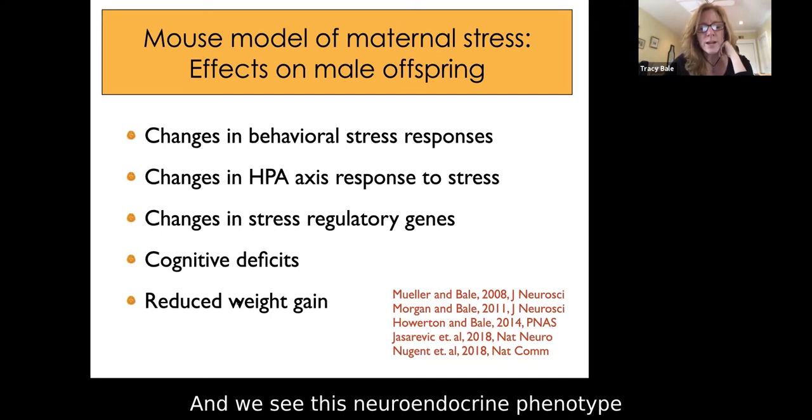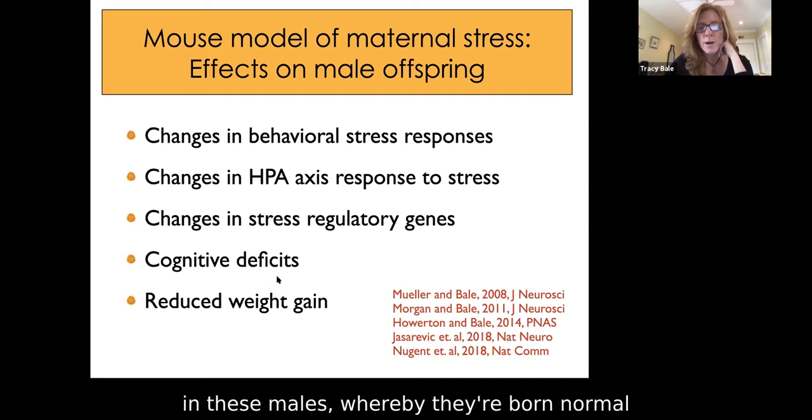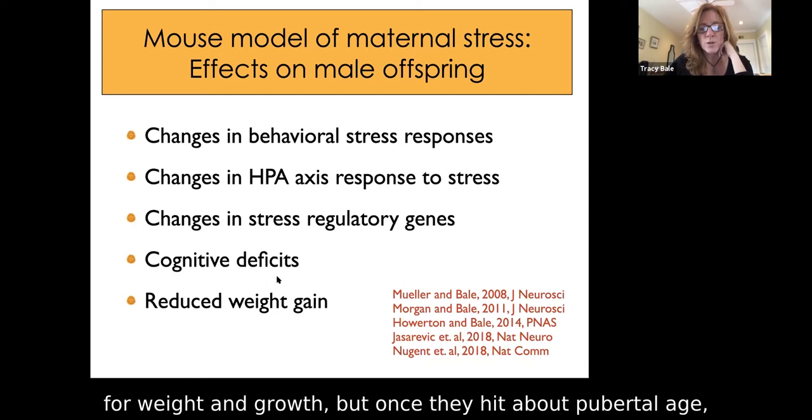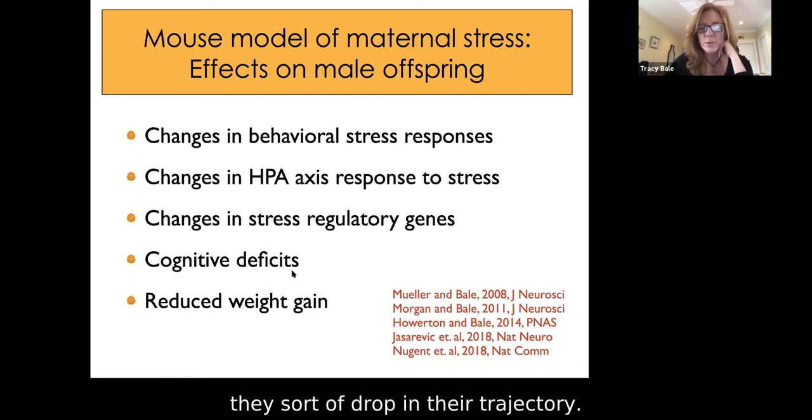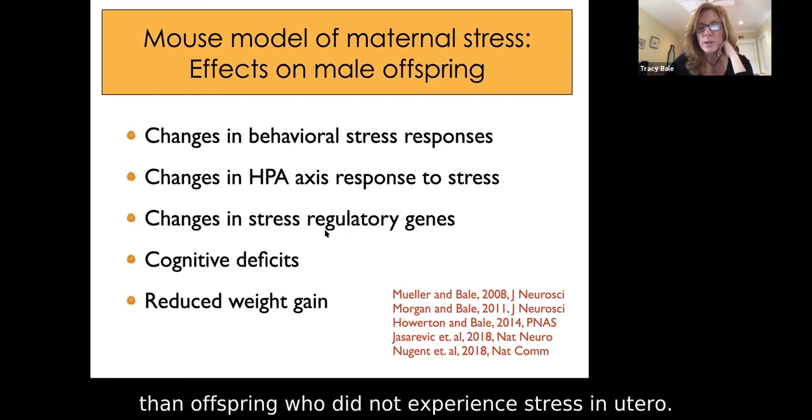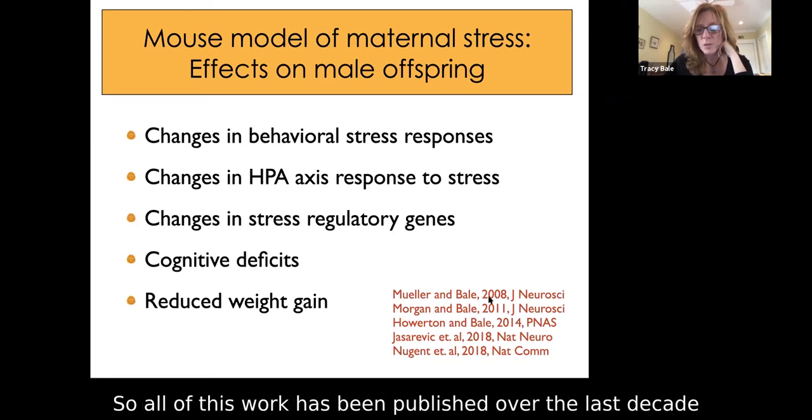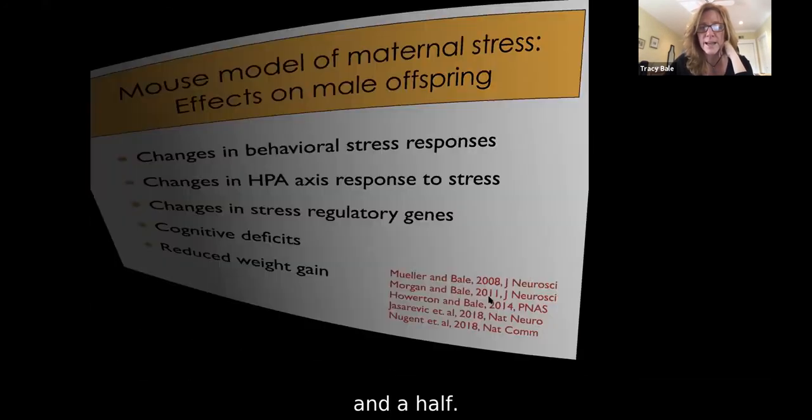And we see this neuroendocrine phenotype in these males, whereby they're born normal for weight and growth, but once they hit about pubertal age, they sort of drop in their trajectory and they end up about 15% smaller than offspring who did not experience stress in utero. So all of this work has been published over the last decade and a half.